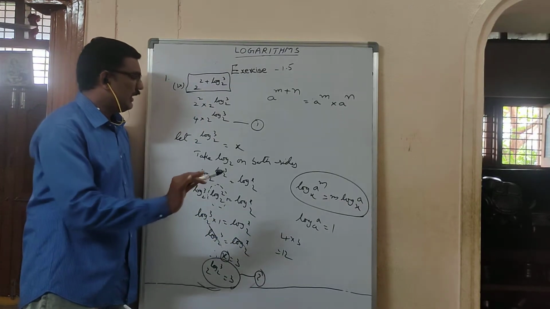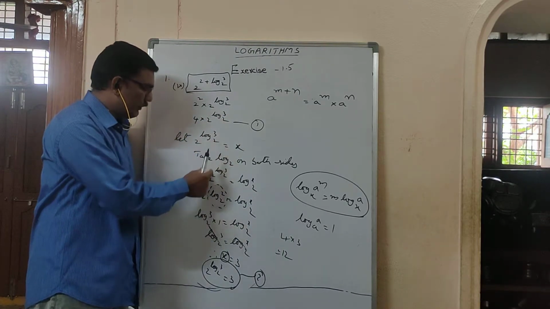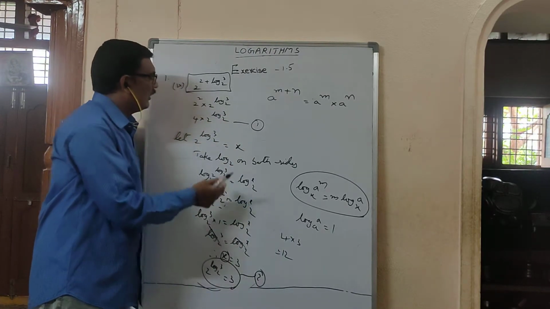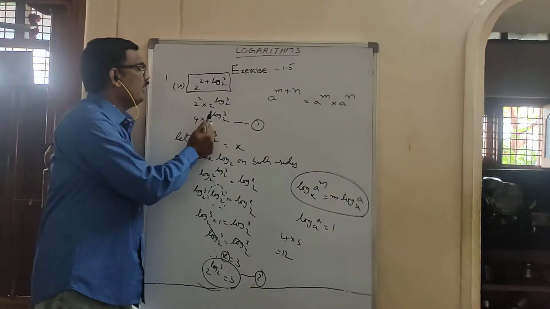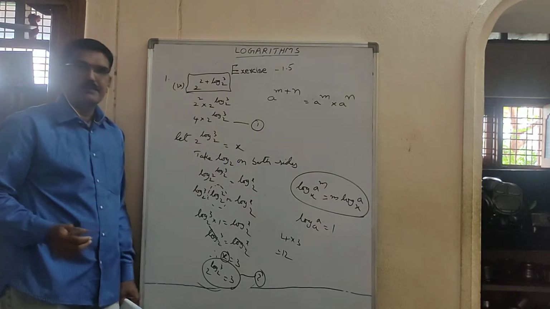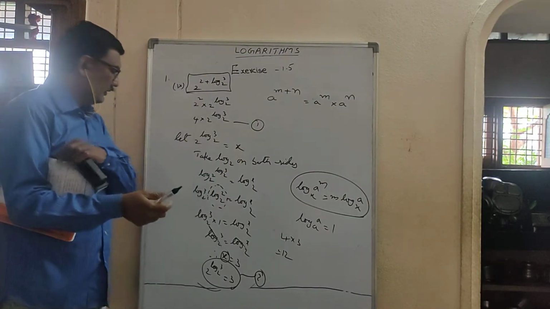See, I didn't do anything. I found the value of 2 power log 3 base 2 separately. I got 3 and I substituted the value of 2 power log 3 base 2 as 3. 4 into 3, it is 12. Now we will go for the third problem. Just copy it.